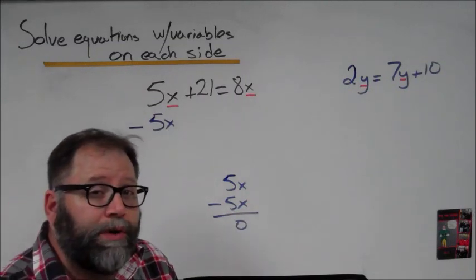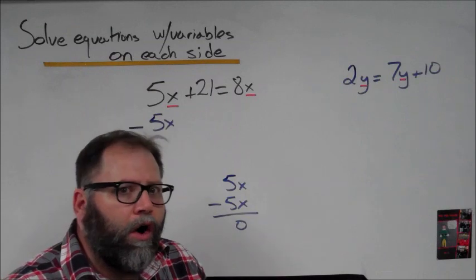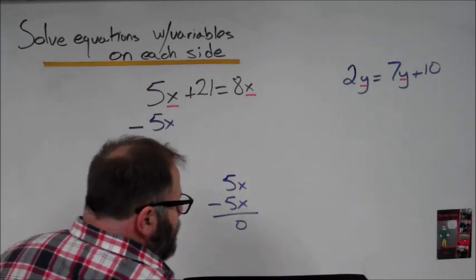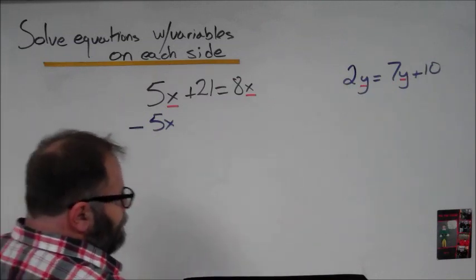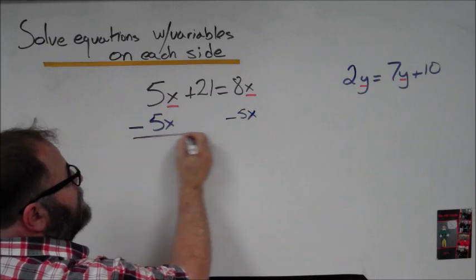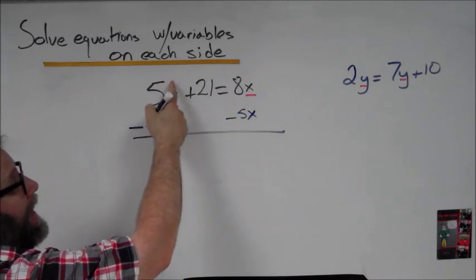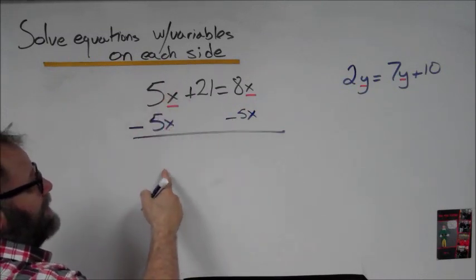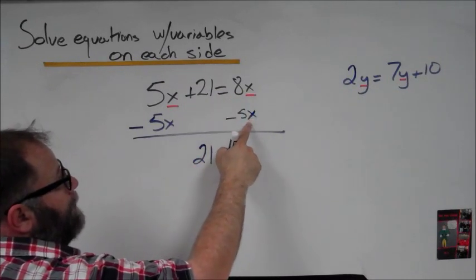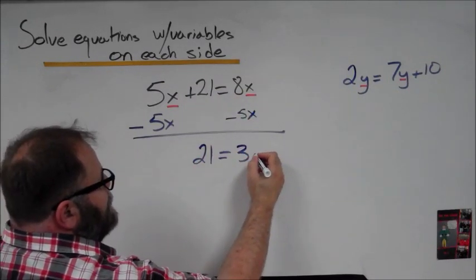All right, making sure we don't stumble on that to think, oh, because it's a coefficient I always divide, that's critical here. So we're going to subtract 5x from both sides. So minus 5x and minus 5x. This is our 0 pair here. Positive 5x, negative 5x is 0. And that leaves us 21 equals 8x minus 5x is 3x.